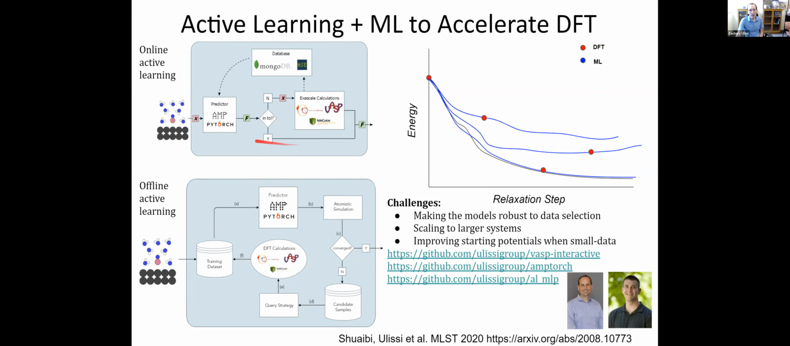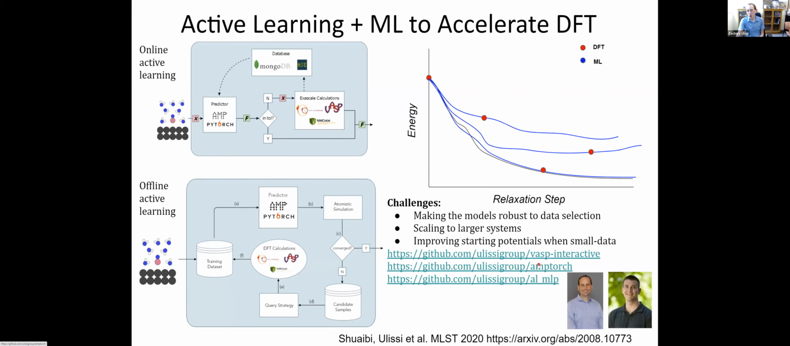Online active learning is the simplest one. Basically, whenever you have a machine learning potential and it's uncertain, you stop and run a calculation. If the machine learning potential is good, you continue. There's other interesting design of experiment strategies you can use, like offline active learning. We develop a lot of code and methods here. I'm not going to go into details, but if you're interested, please look at the repos or send me an email and I'm happy to share.